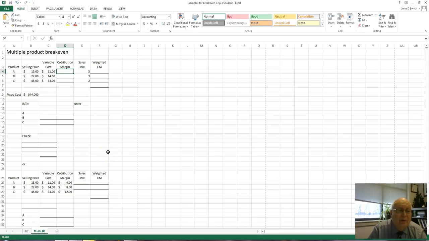Welcome for the second part. We're going to do multiple product break-even. So we have more than one product, because the ones we had before, we only had one product. But it's done basically the same way. The difference is you have to calculate the weighted contribution margin.